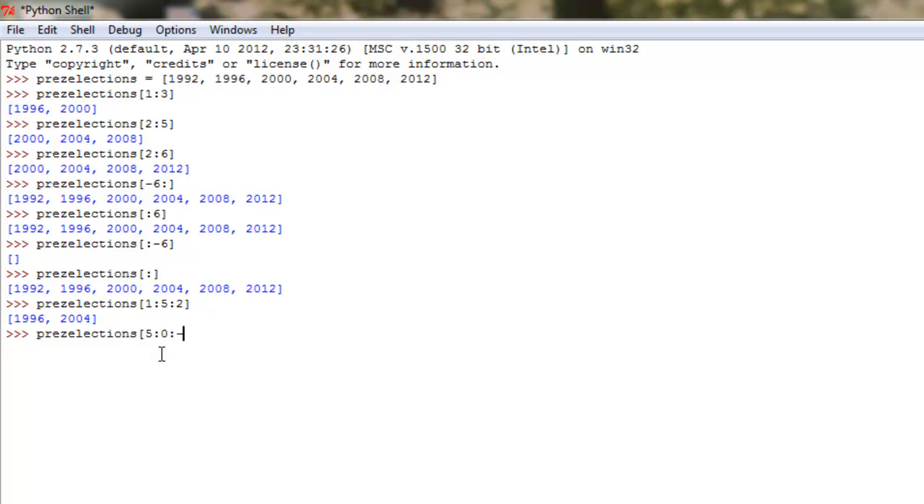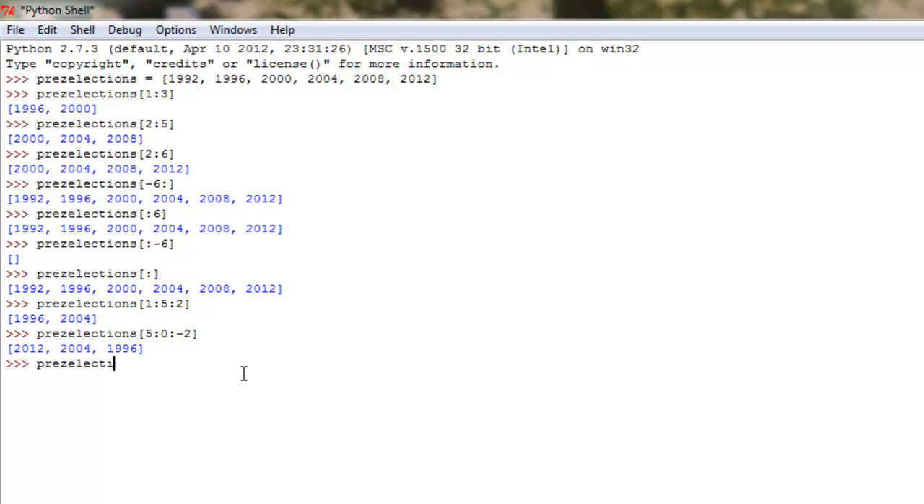Let's try this one, and you might be able to figure out what this means. We're starting at 5. So, because the 5 is on the left side, 0, 1, 2, 3, 4, 5, we're starting with 2012. And we're going to go all the way back down to 0, and we're going to do it going backwards by 2. So then we get 2012, because that's our starting point, so that prints out on screen. 2004 going back 2. 1996 going back 2. And then we can't go back 2 again.